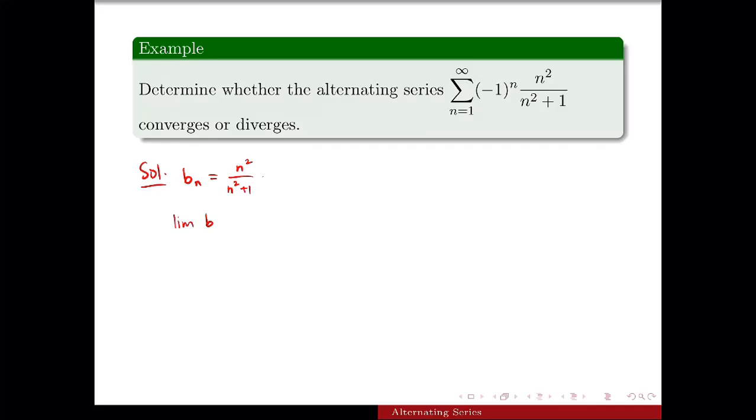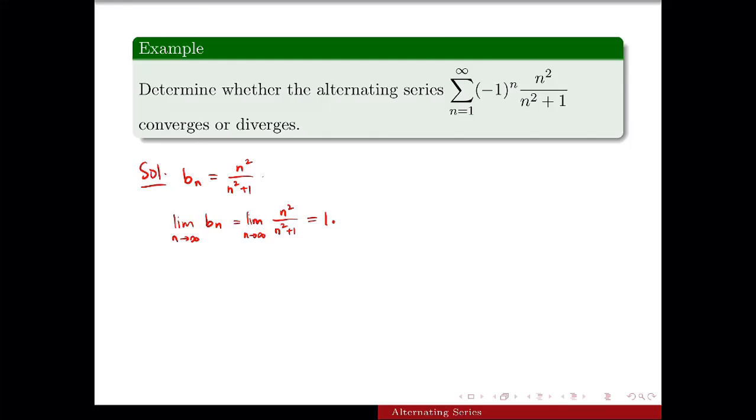If you get the limit of bn as n approaches plus infinity, this is just the limit of n squared over n squared plus 1 as n approaches infinity, which is equal to 1. So the alternating series test fails. So how do we say, why can we conclude that this series here is divergent?